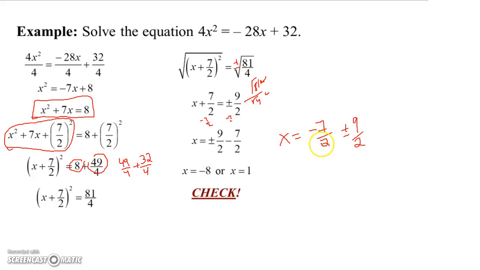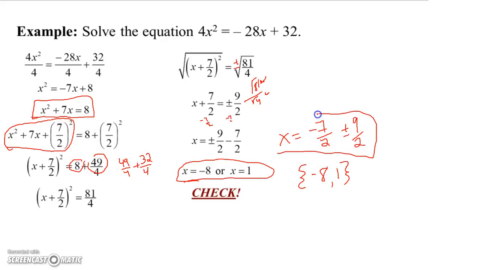So basically it's minus 3.5 plus 4.5, or minus 3.5 minus 4.5. If you do that, you end up with those two solutions. And again, I would write this as minus 8 and 1. But for our purposes, I'm okay if we leave it like this, because you did all the hard work. The rest is just reformatting it. Okay?